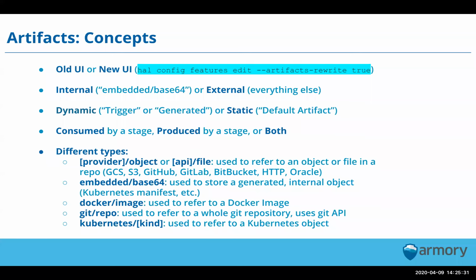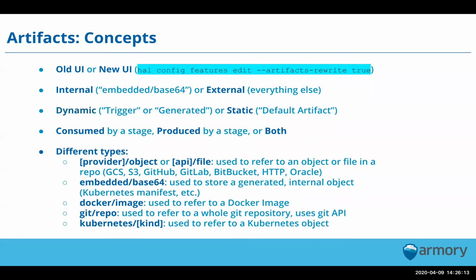Then there are a number of different artifact types. Part of the reason artifacts are so confusing is that they are used in so many different ways. These are the high-level ways. There are a couple I didn't mention, but these are the ones you probably see most often. The most common are provider object or API file, like an HTTP file, GCS object, S3 object, or GitHub file. These are usually used to reference some file that lives somewhere. It can be a text file, such as a manifest, or a Helm chart, which is a tarball. It could be used to reference an RPM, and then you just have to figure out how to use that.